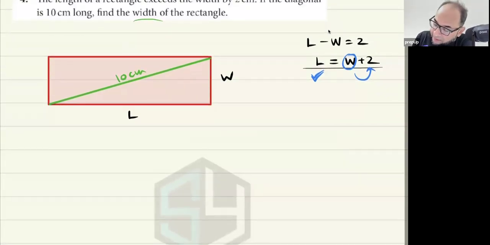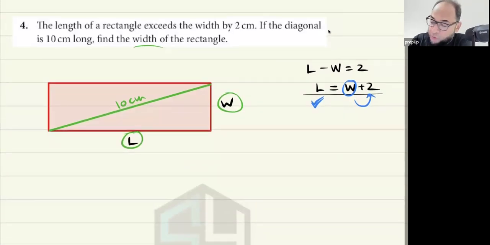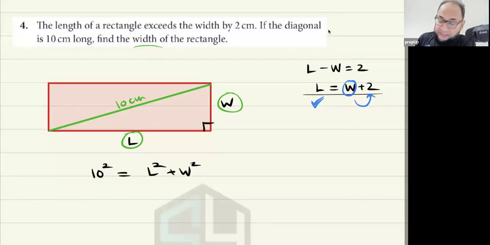So W is there, L is there. It depends on which variable you want to work with. It doesn't make a difference. It's not a matter of right or wrong. 10 square is equal to L square plus W square. Pythagoras theorem.